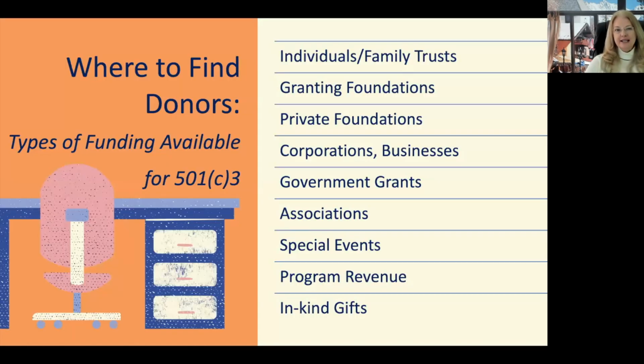All right, so let's talk about where do we go to find donors? So what kind of funding is actually available? Well, the first one is from individuals. Those are the letters that you get in the mail. And family trusts, family foundations.